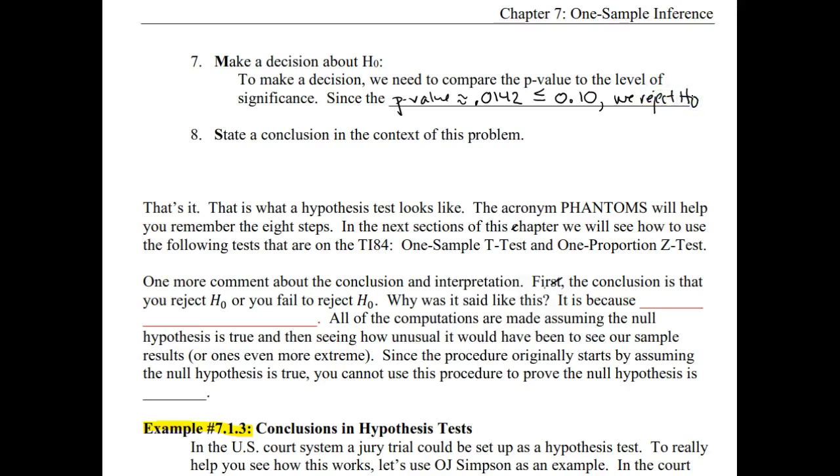That probability in that tail was so tiny, which meant that our value of x bar was far enough from the claimed value of mu that we think it's an unusually low value. So we're going to reject their claim and conclude instead that we think the mean is lower than what they stated. Finally, our last step in PHANTOMS is to state a conclusion in the context of the problem.